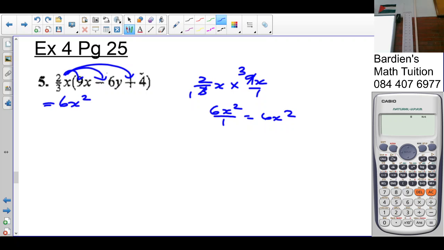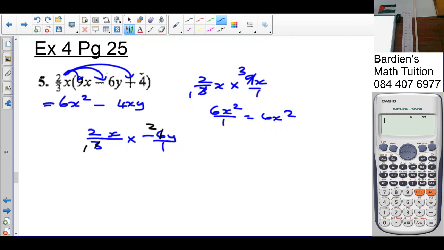You understand? So we got 2 over 3x times negative 6y. But that negative 6y is negative 6y over 1. So 3 goes into 3 once, 3 goes into 6 twice. Nothing else cancels. So it's going to be 2x times negative 2y, which is negative 4xy over 1, which is negative 4xy.